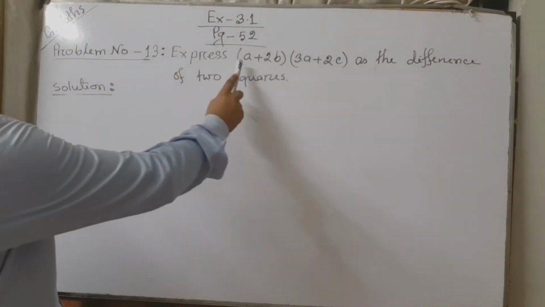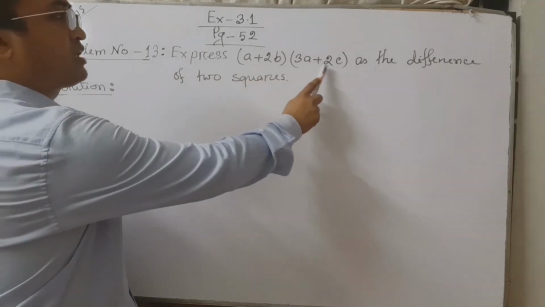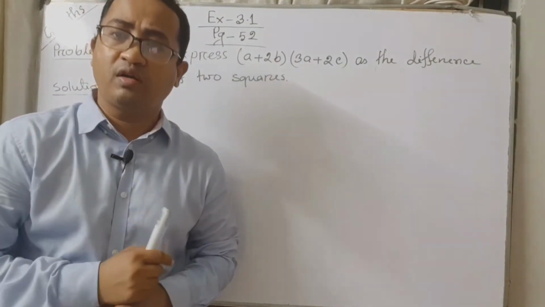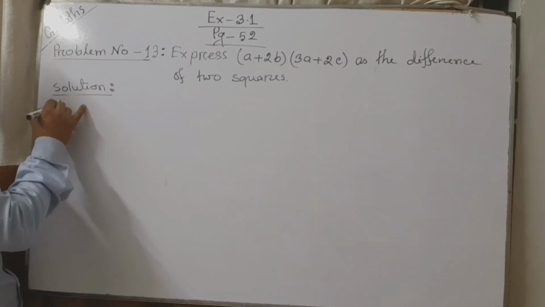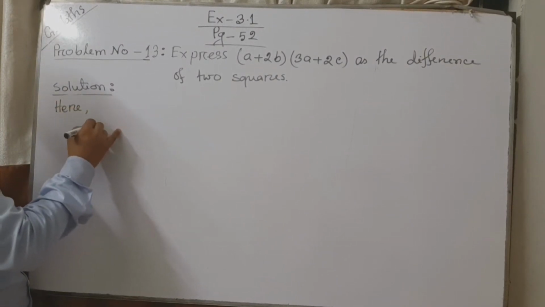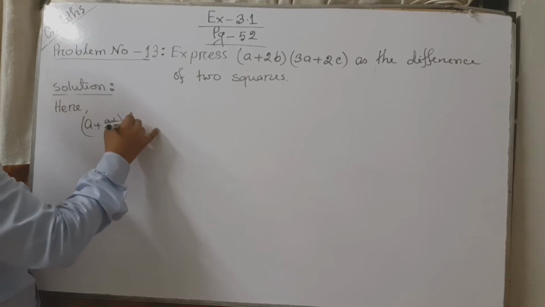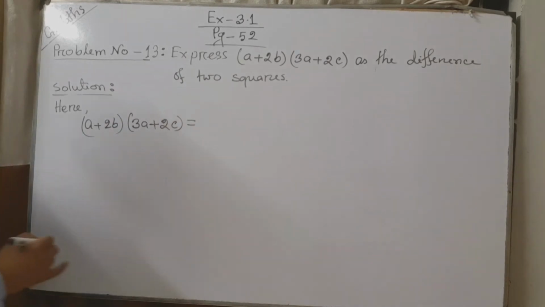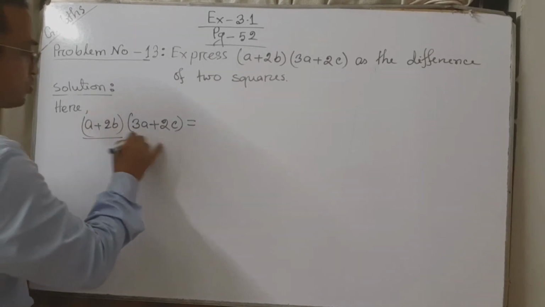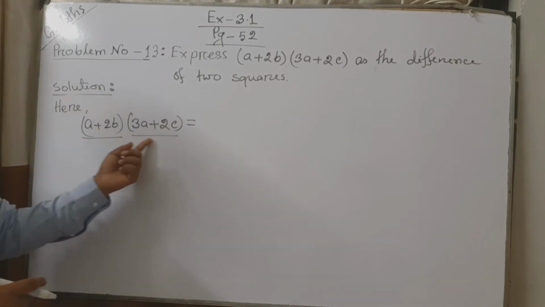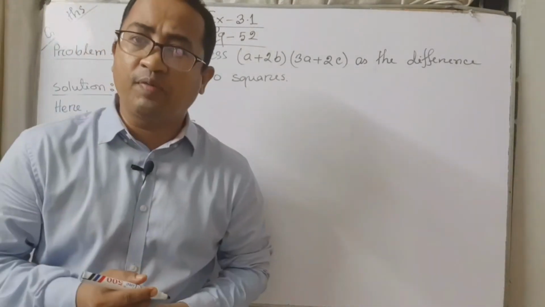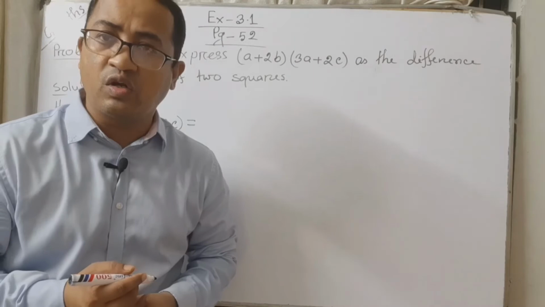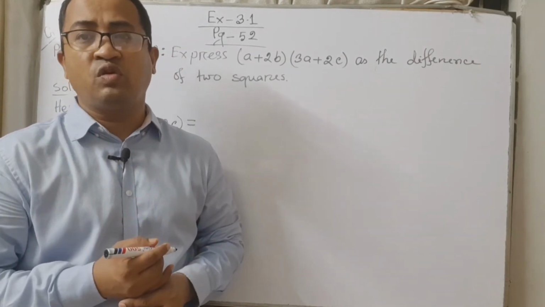Look, express (a plus 2b) into (3a plus 2c) as the difference of two squares, as the difference of two square numbers. So here (a plus 2b) into (3a plus 2c) equals, now consider this as a and this one as b. So it will be a into b, that is ab. And what is the formula of ab? I think all of you know the formula of ab, that is ((a plus b) by 2) whole square minus ((a minus b) by 2) whole square.